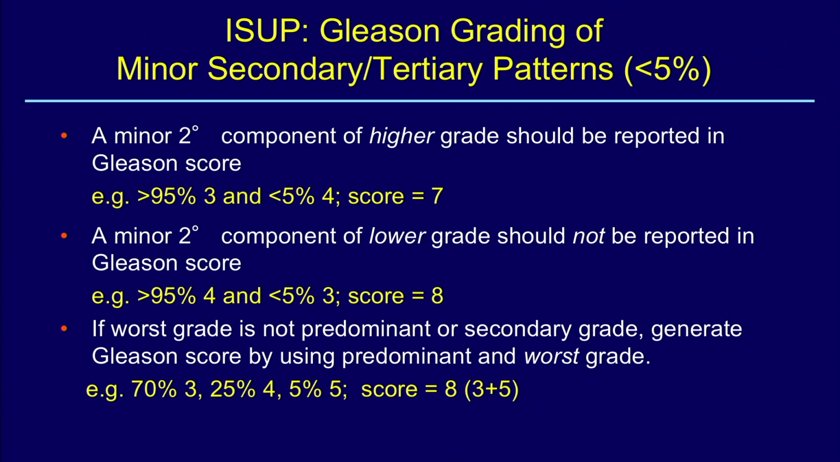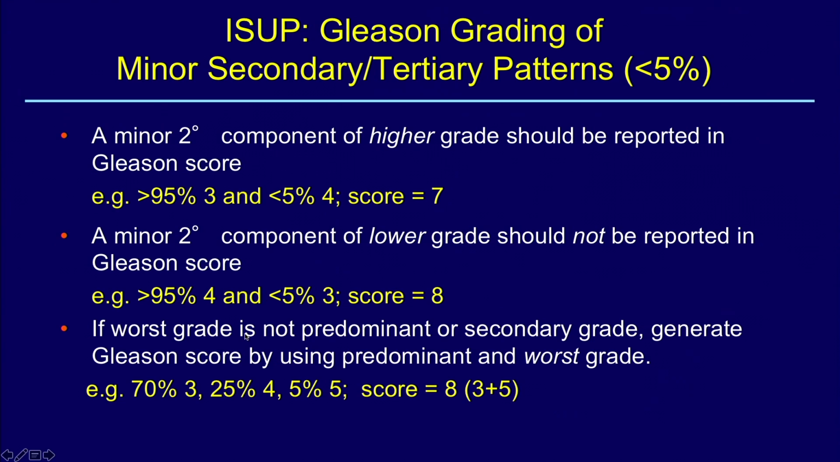And so this was a major change. If you had greater than 90% pattern 3 and less than 5% of a pattern 4, you should score that as a 3+4 regardless. Don't call it a 3+3. But don't do that in reverse. Pattern 3 is inconsequential. So if you've got 90% pattern 4, ignore the 3 and just call it a 4+4.